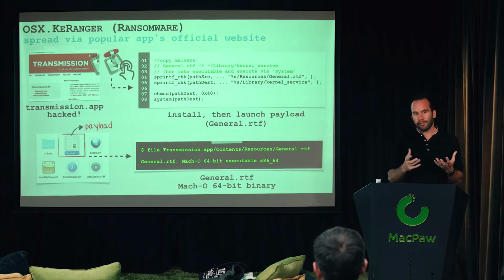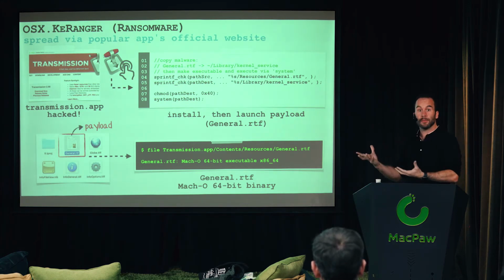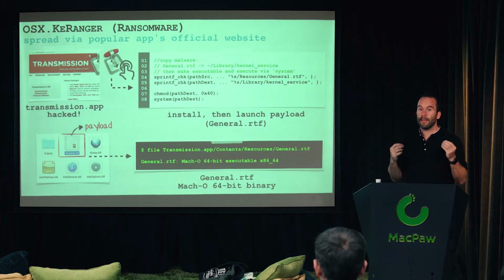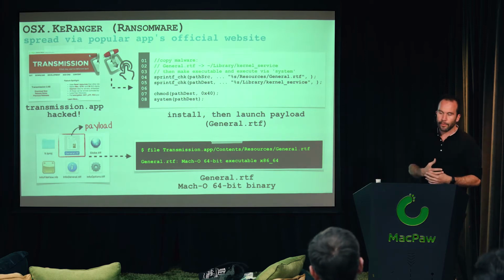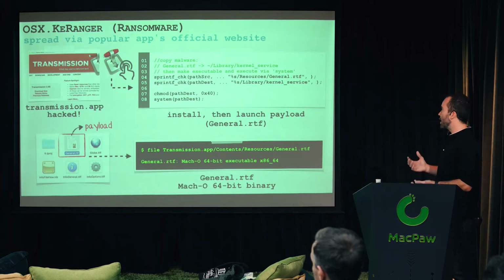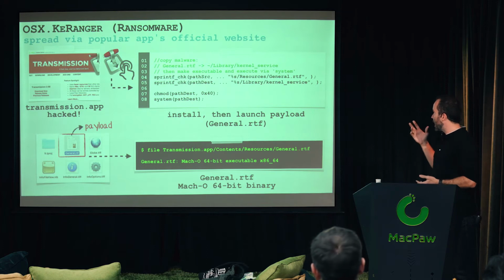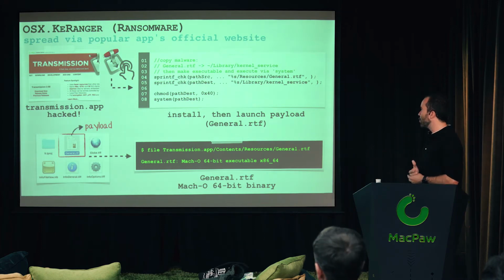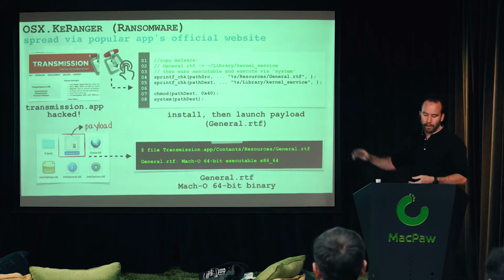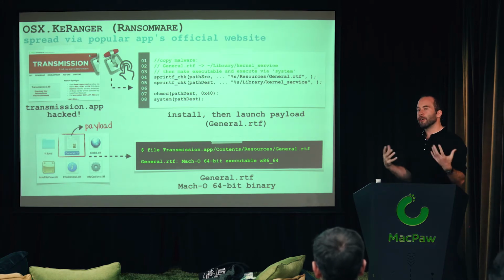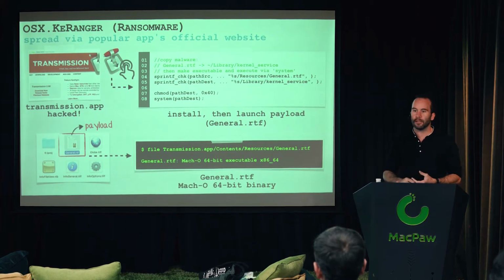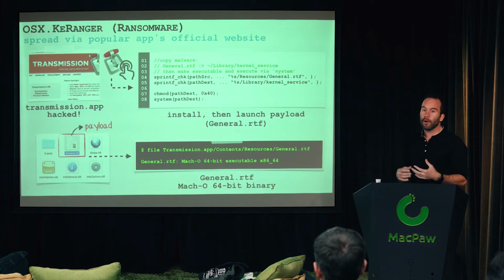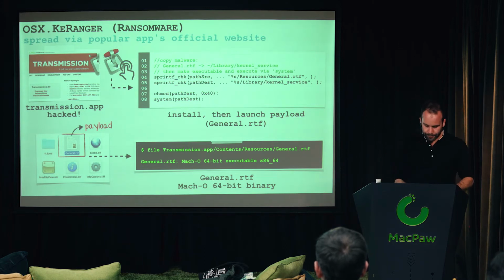For users, this kind of sucked, because they would go to Transmission's legitimate website, and when they downloaded what they thought was the actual application, instead they would get some ransomware. So if we look at the binary's code, we can see that it executes something called general.rtf out of the application bundle. And general.rtf might appear to be a document based on its icon and name. But if we run the file command, we can see it's actually a malicious Mach-O binary.